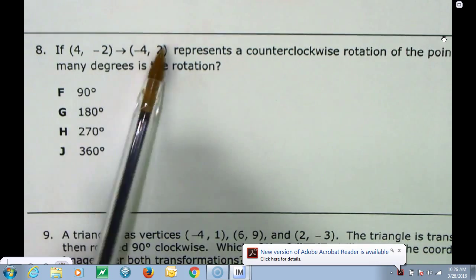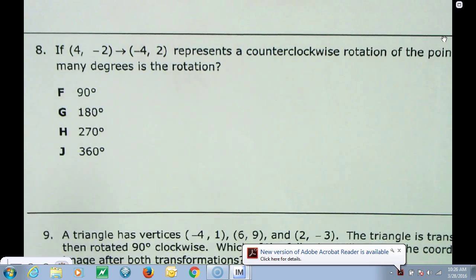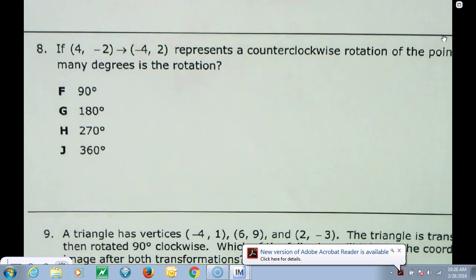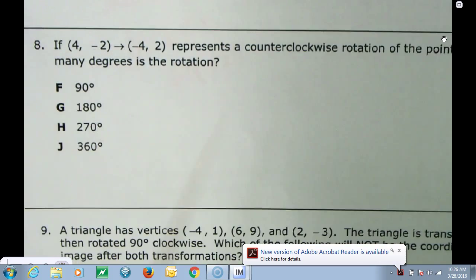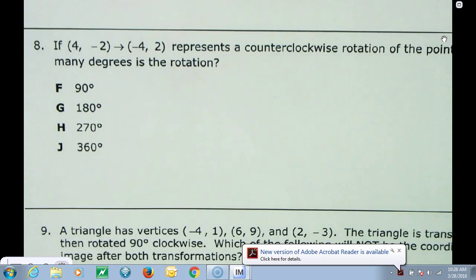But did they flip the numbers? Did they switch the numbers? No, so you know it's not going to be 90 or 270. And 360 means it's going to be exactly the same. So the only one it could be is G, 180. Because remember, 180, what do they do? Flip the signs. That's all they did. But go use that grid paper if you're not sure.